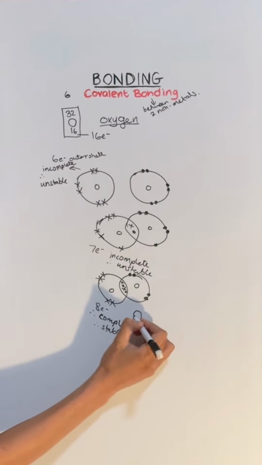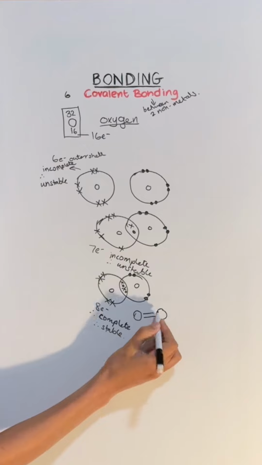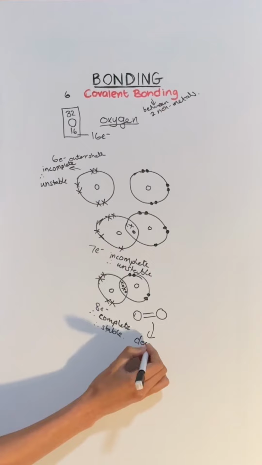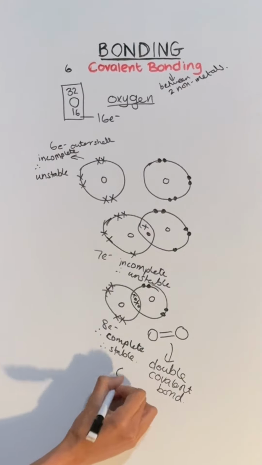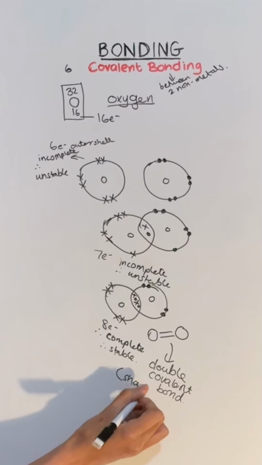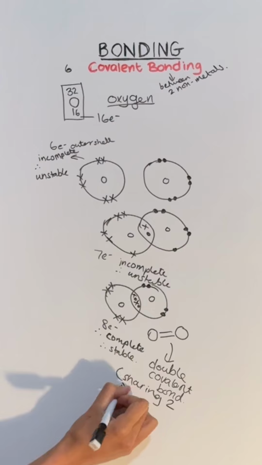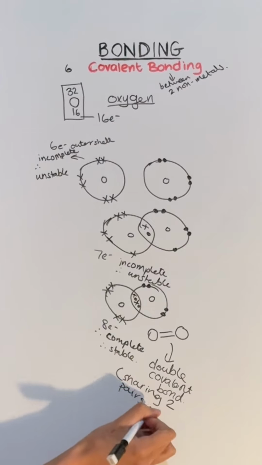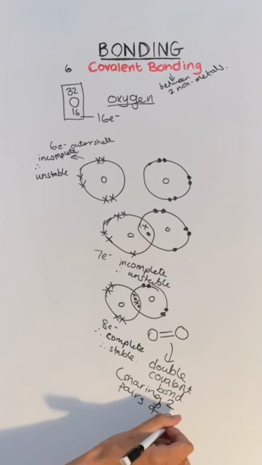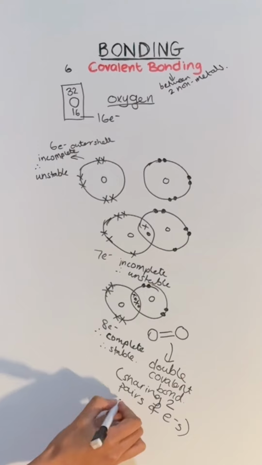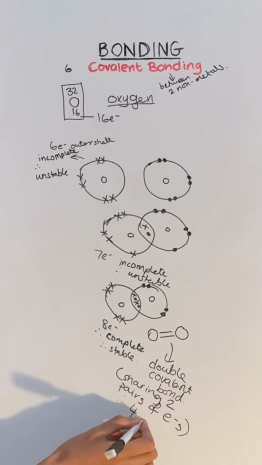So oxygen is a molecule that has a double covalent bond and exists like this because it's sharing 2 pairs of electrons. Not just 1 pair, sharing 2 pairs of electrons. I've just abbreviated my electrons as E. Therefore it's sharing 4 electrons.